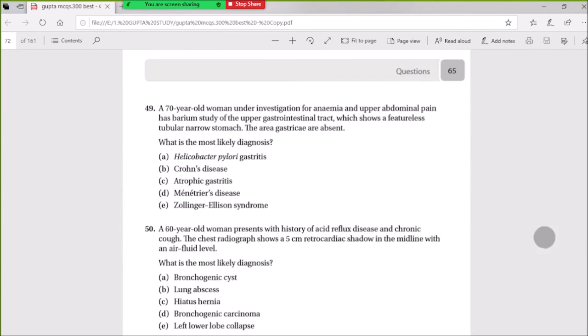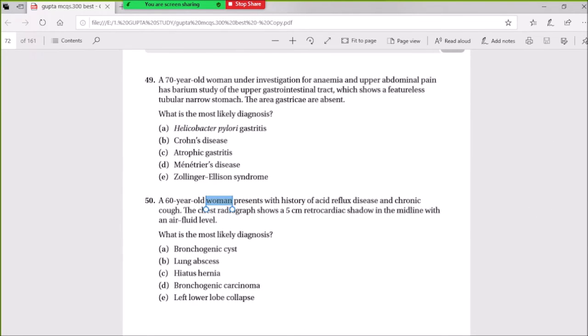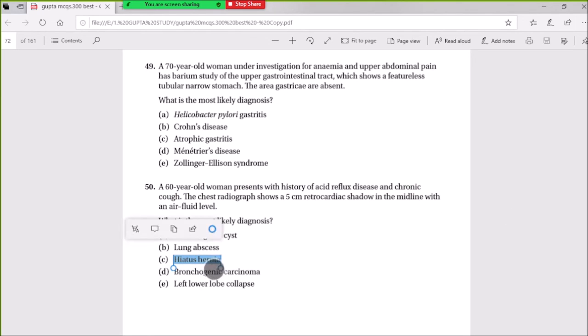Question number 50. A 60-year-old woman presents with a history of acid reflux and chronic cough. The chest radiograph shows a 5 cm retrocardiac shadow in the midline with an air-fluid level. Diagnosis: hiatus hernia. Because she has a history of acid reflux and chronic cough, and the chest radiograph shows a 5 cm retrocardiac shadow with an air-fluid level, the most likely diagnosis is hiatus hernia.